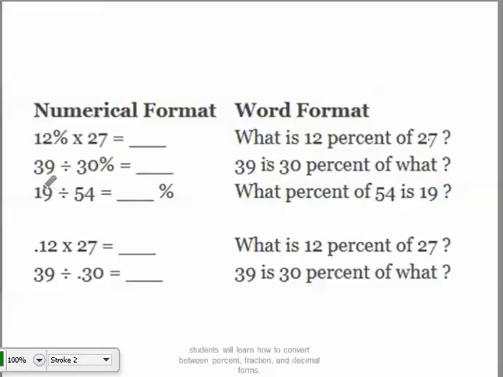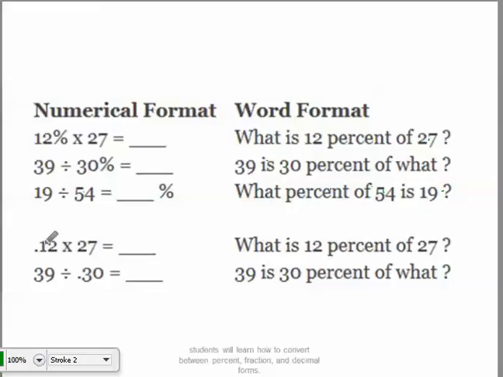Okay? This one says 19 divided by 54. Well, neither one of those has the percent sign behind it, so I'm trying to find the percent. What percent of 54 is 19? You notice the big number goes on bottom. The whole goes on bottom. The part goes on top. What percent of 54 is 19?